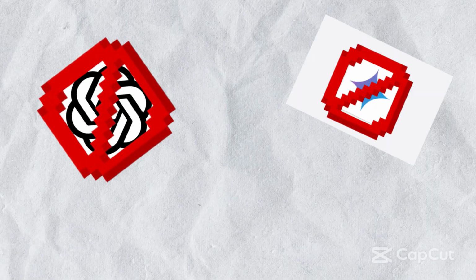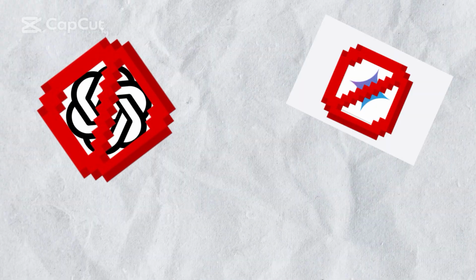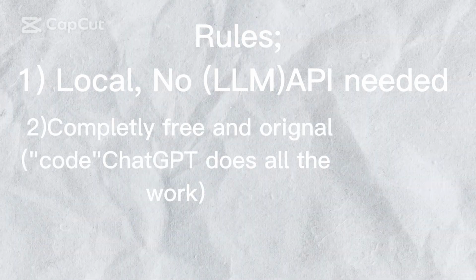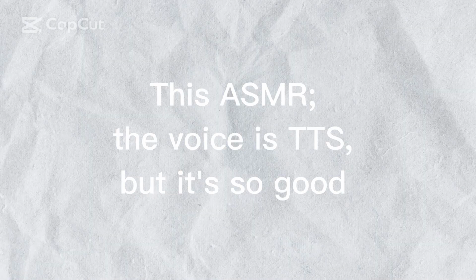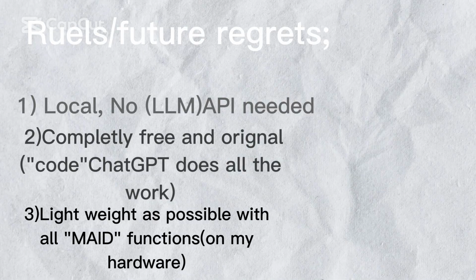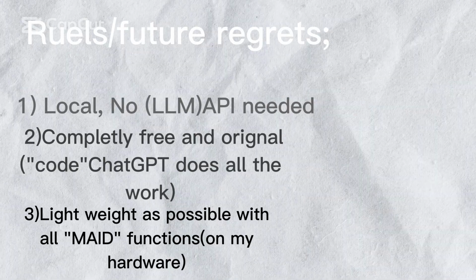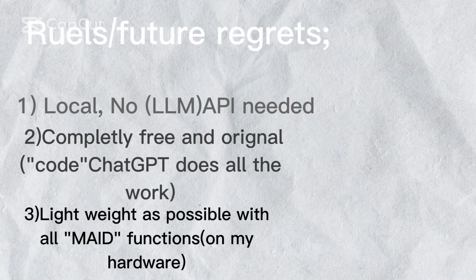But there are some rules. I can't use API LLMs because they require an internet connection all the time, and I want this to be independent. It should be completely free and original. Another way of saying I don't want to go searching for similar code on GitHub. It should be an assistant, not a resource hog. So I should be able to play at least one game while the assistant is running.